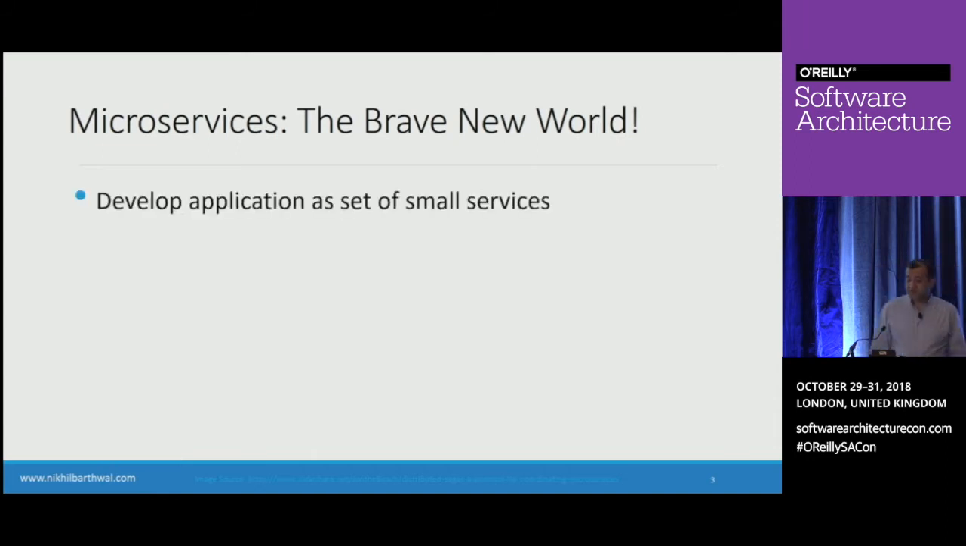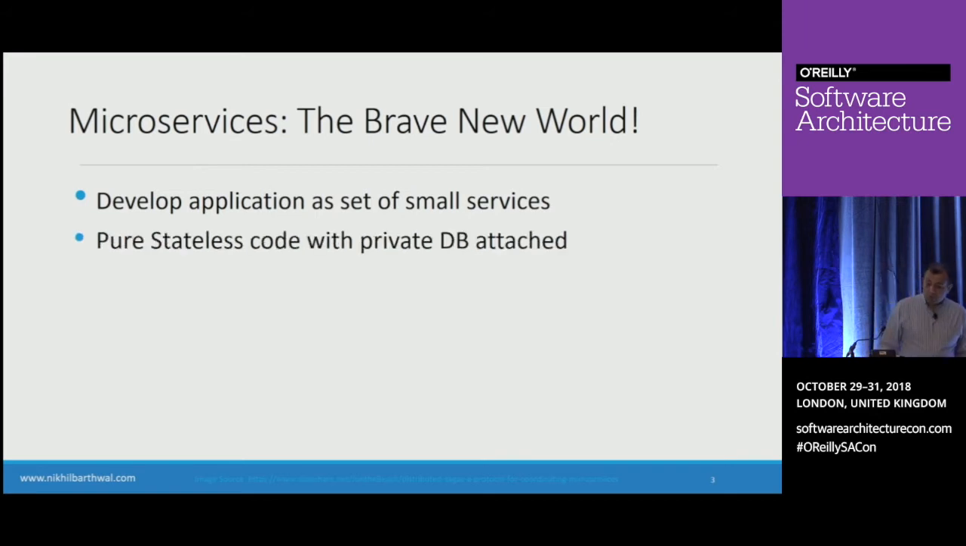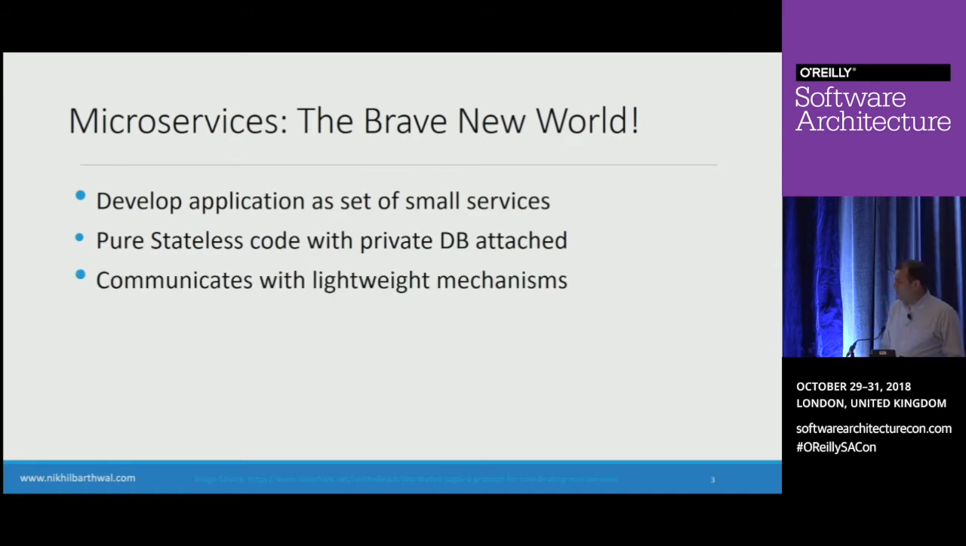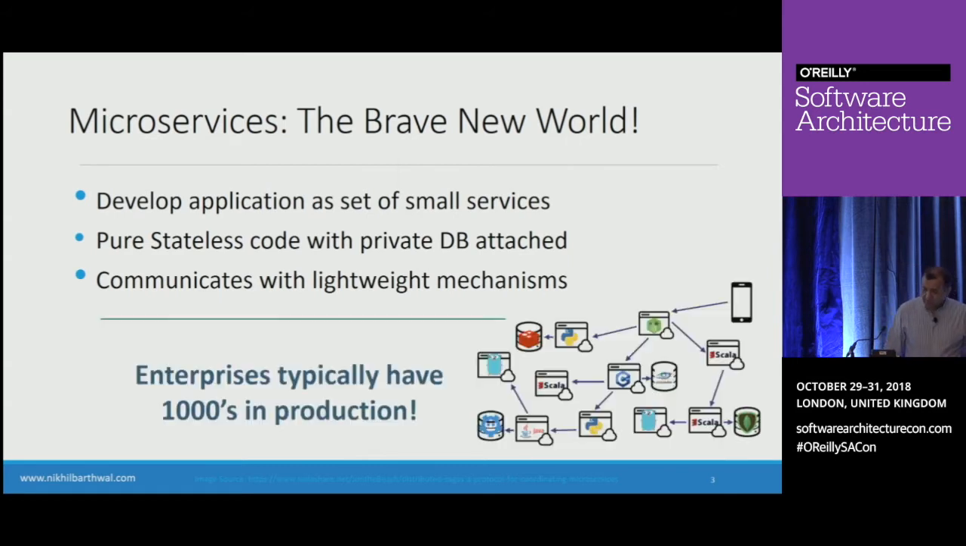Microservices is a very simple concept: developing an application, rather than having one big service, you have a division of labor. So you have small services, the code generally tends to be stateless, and it could have its own private database attached, and it communicates with a lightweight mechanism. There are many ways of communicating. You could use shared memory, but typically the most common is communication using a lightweight mechanism. And typically you have thousands in production. I was talking to somebody at Uber. He said he has approximately 7,000 microservices running in production, and that was a year back. So I don't actually know what the number is now.